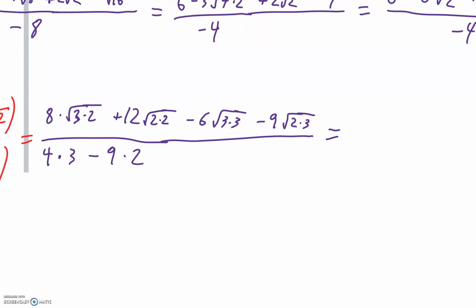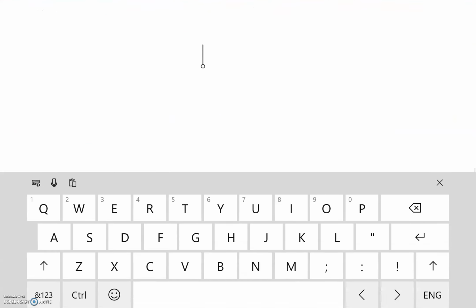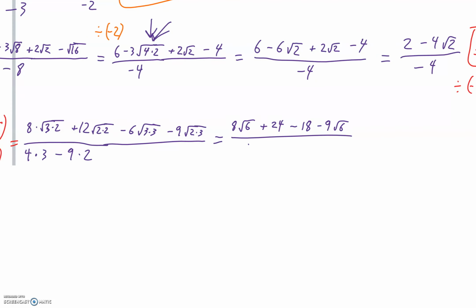Okay, so this is going to be relatively messy, but we will simplify as much as we can. So 8 root 6. We can leave it just simply as that. 12 times 2 is 24. 6 times 3 is 18. And we can leave the other one as root 6 there. And then on the bottom we have 4 times 3, so that's 12, minus 9 times 2 is 18.